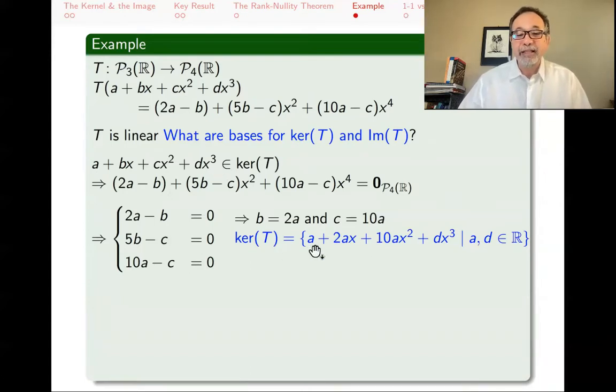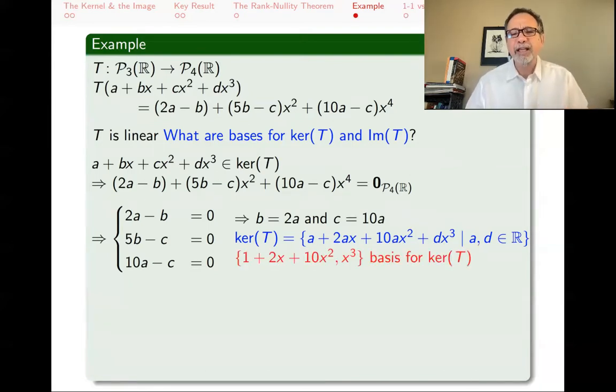And so a typical element of the kernel will have some constant term, but the coefficient of x will be 2a, the coefficient of x² will be 10a, and the coefficient of x³ can be anything you like. So this will be the kernel. By putting a = 1 and d = 0, and then putting d = 1 and a = 0, you get a spanning set. And this spanning set is clearly linearly independent because x³ cannot be written as a linear combination of the other one. And so this is a basis for the kernel. And so now I know that the nullity, the dimension of the kernel, is 2.